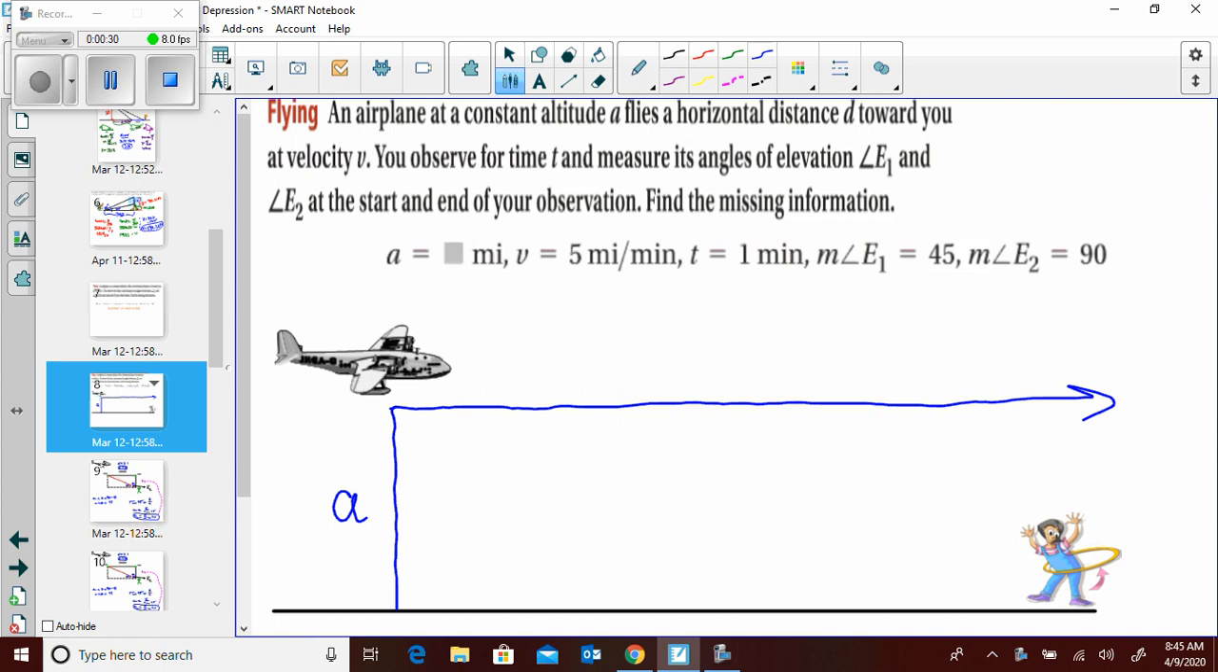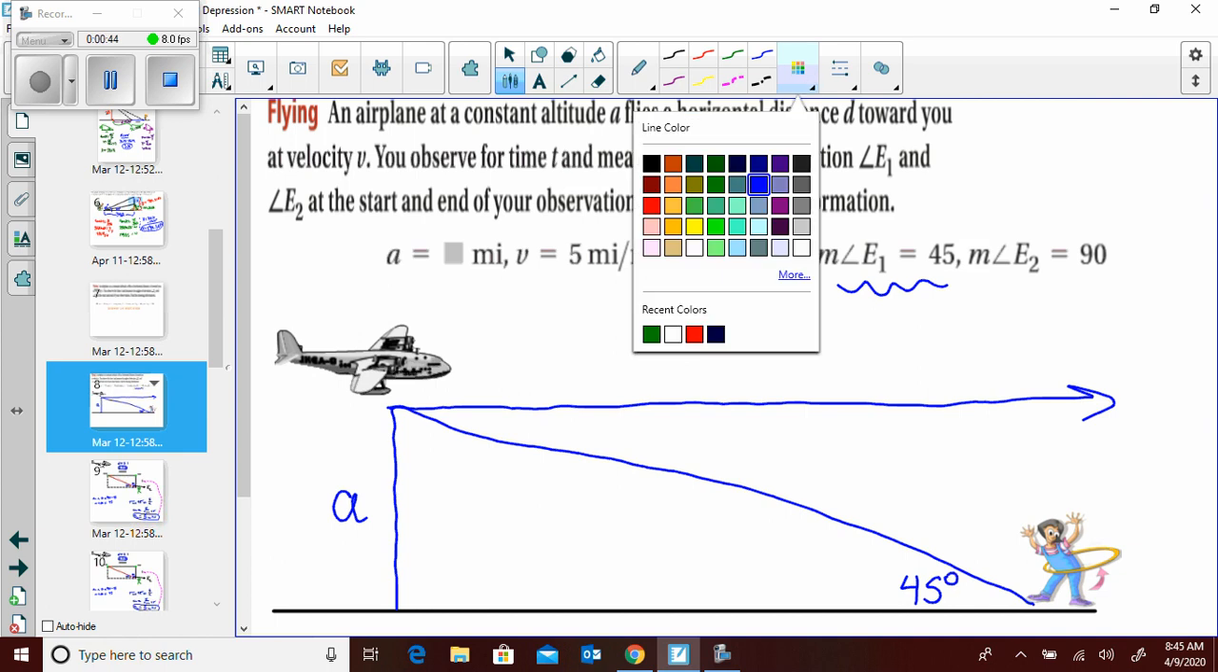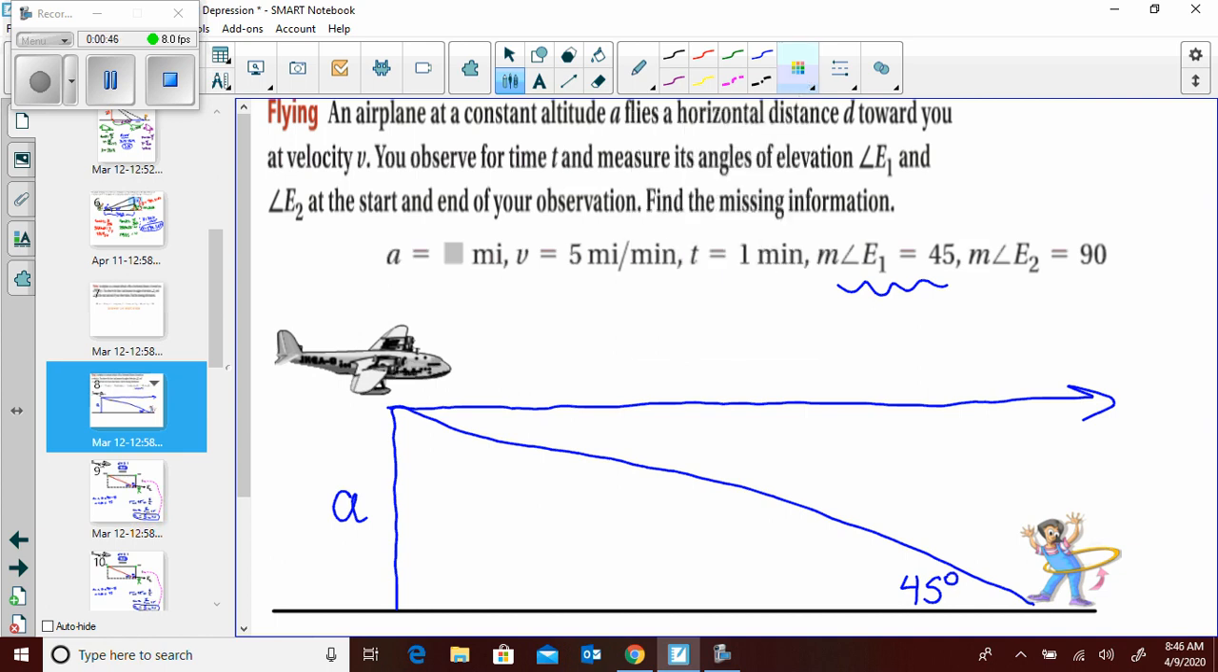You're going to look at this two separate times. Observe. The first time you see the plane, we'll spot the plane right here. The first time you see the plane is going to be an angle of elevation E1. E1 is 45 degrees. Then you're going to look at it a second time. Your second time you look at it, in this case, is 90 degrees. That's straight up over your head.